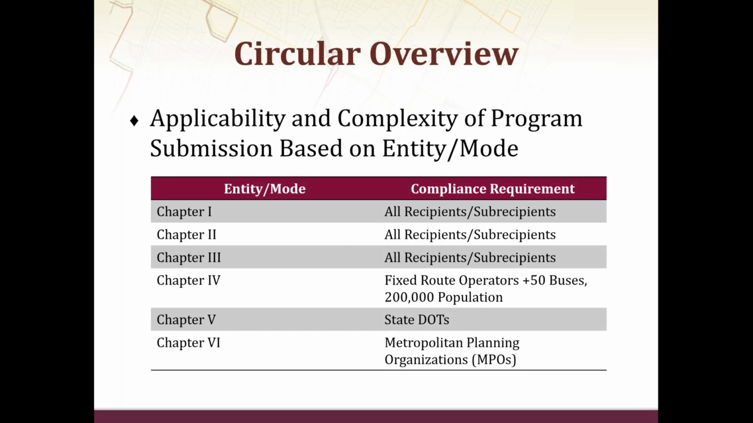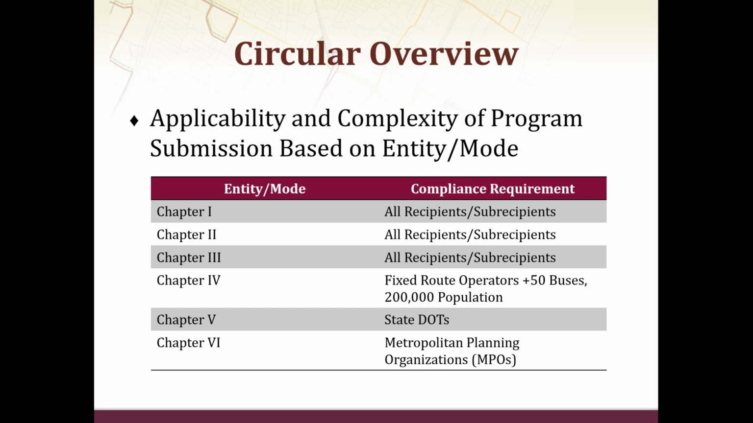So the applicability of the circular is that all subrecipients and recipients are required to comply with chapters 1 through 3. The first chapter is just the introduction and background, talking about the authorizing legislation and everything. So it's not that important, but it does have definitions which will serve you for the rest of the circular. The second chapter is the program overview, talking about what the goals are and what the reporting requirements are and that type of thing. And then chapter 3 is the big one.